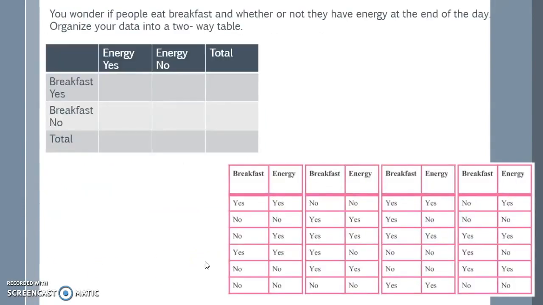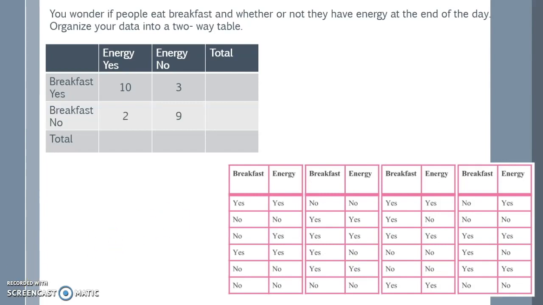You wonder if people eat breakfast and whether or not they have energy at the end of the day. Organize your data into a two-way table. Take a moment to pause the video and fill in the table provided, given the data provided. We should have 10 that select breakfast yes and they have energy yes. So we should have 10 that are yes yeses. We should also have 3 that are yes they ate breakfast and no they have no energy.